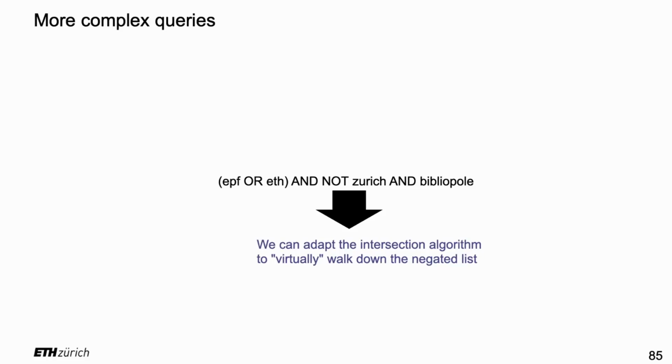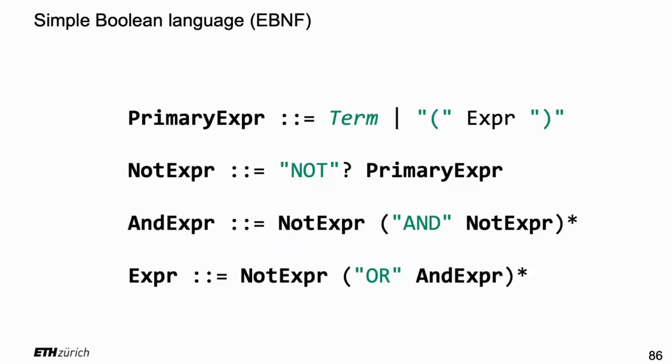And instead, when you have an and not, you just virtually walk through the list, but you just slightly modify the algorithm to just do the opposite of what it would otherwise do, right? And again, then you're space efficient in this way.